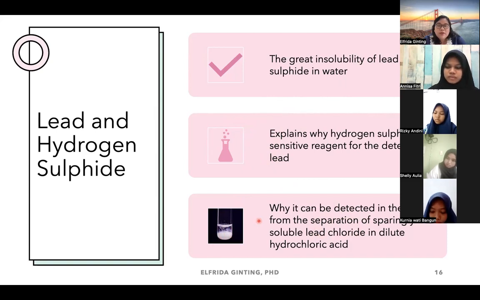So you can see here, if you want to differentiate between lead sulfate and lead chloride, you can differentiate it by using color. Because lead sulfate, you have black color, black precipitation, but lead chloride, you have a white color. So you can differentiate these two by looking at the color.